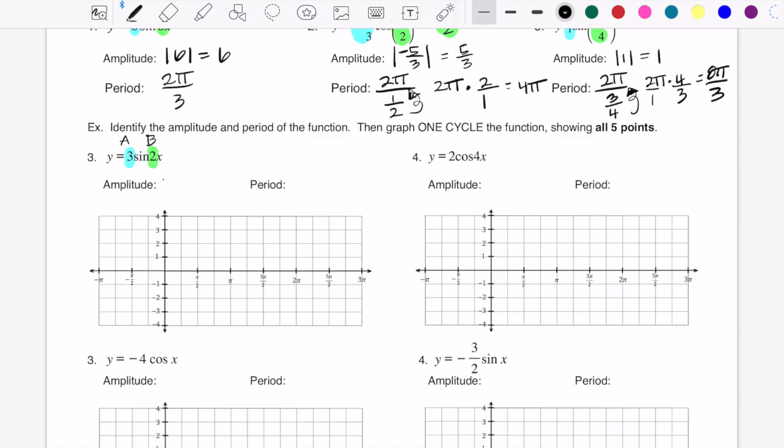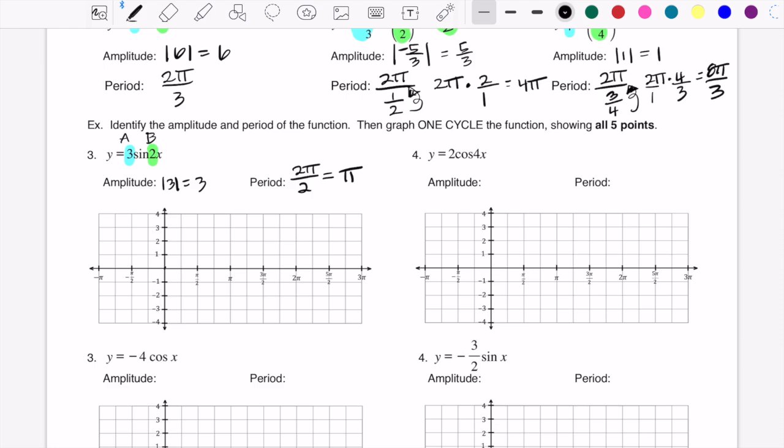Amplitude is always the absolute value of A, so it's going to be 3. And then the period is 2 pi divided by the number b for x. So that's just going to be pi. So this is going to be a little different than before, so I'm just going to give you a little bit of a reminder of what our sine graph does.